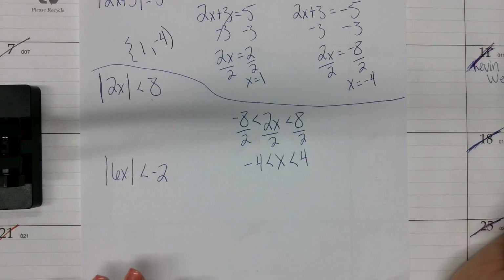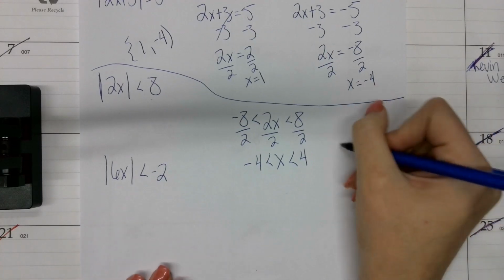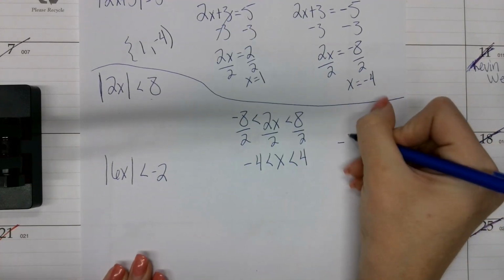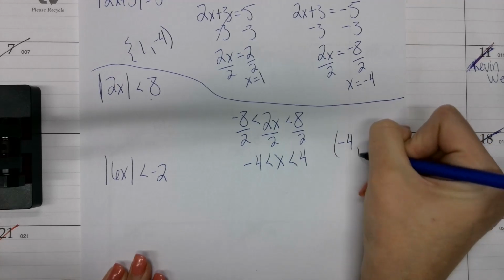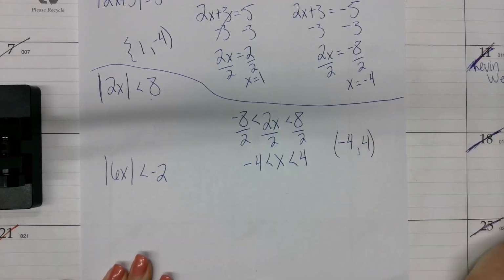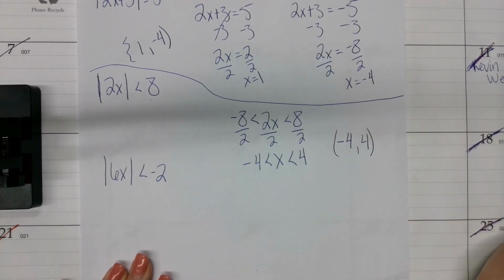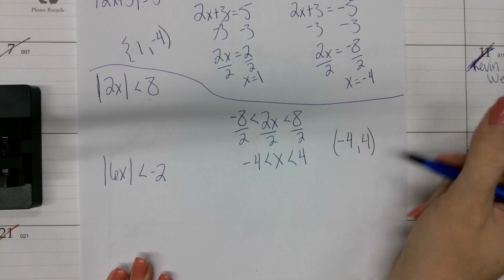And they'll probably ask you to do this in interval notation, so since it's just less than, we're going to have our parenthesis, and that would be our interval notation. They may have you pick the graph as well.